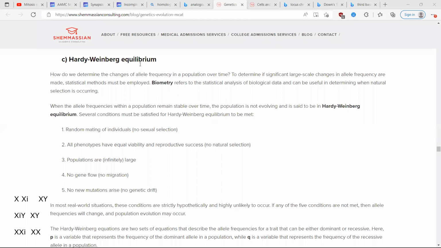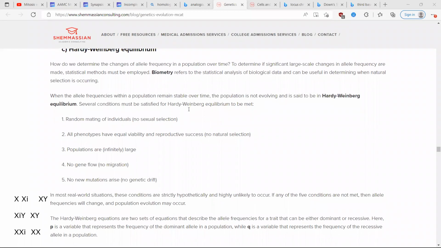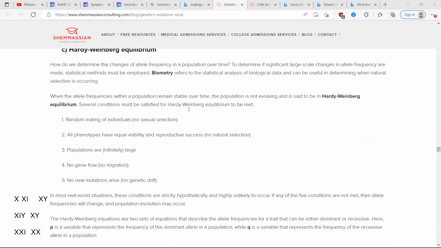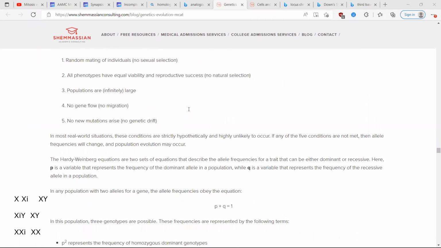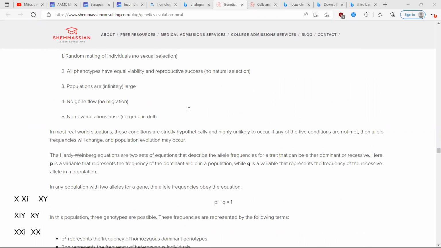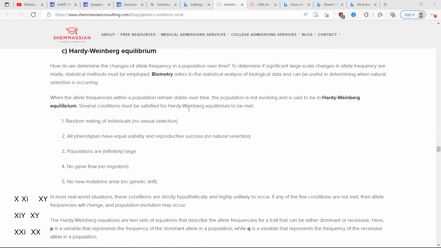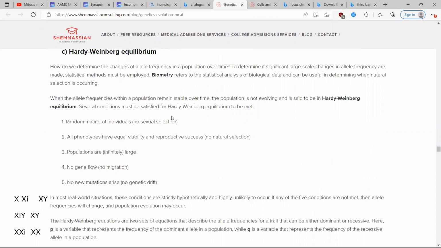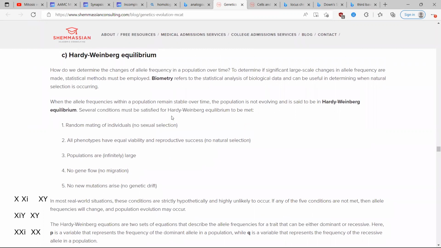Hardy-Weinberg equilibrium is a way to describe a population, to describe the changes of allele frequency in a population, right? Hardy-Weinberg is pretty much totally theoretical. I don't want to be mean, but it basically doesn't have any real-world usefulness at all.